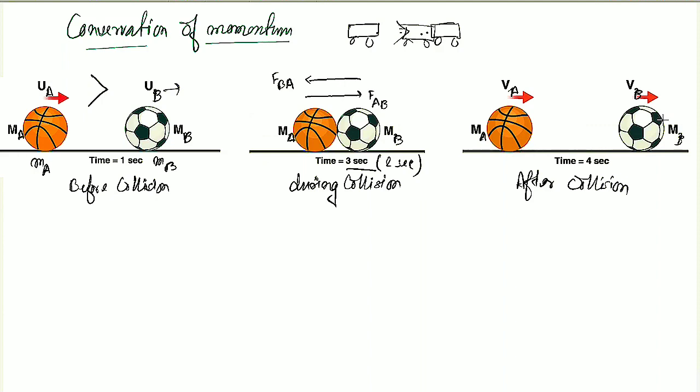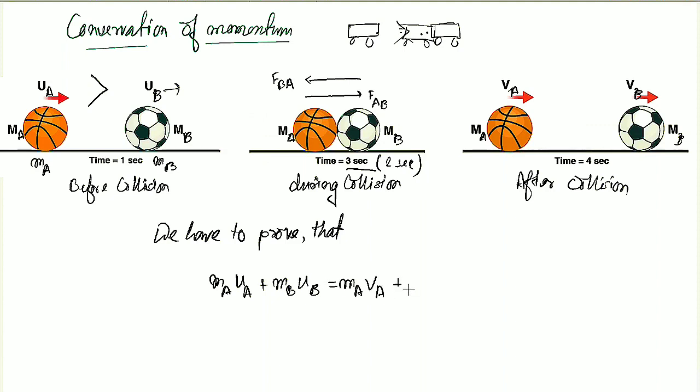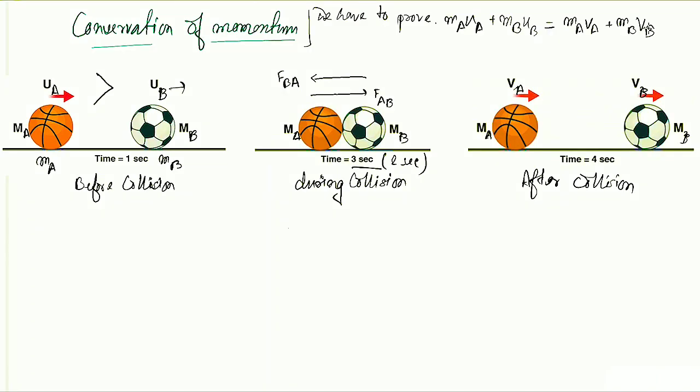So write this down, we have to prove that MAUA plus MBUB should be equal to MAVA plus MBVB. You have to prove that. First we'll go through how to actually solve it. We have to prove that MAUA plus MBUB equals MAVA plus MBVB.